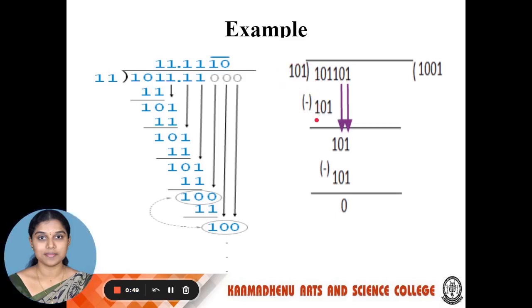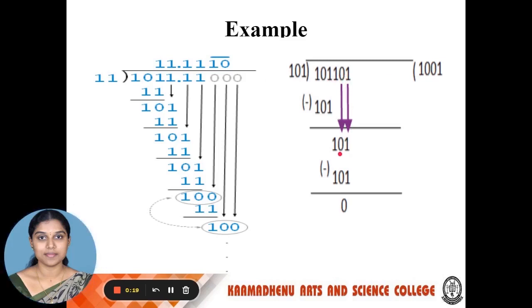Can you understand? 101 divided by 101 is 1, so the remainder will be 0. Why? Because we are going to subtract 101 from 101. Next, I will take another 1. The 1 cannot be divided by 101, so I just add 0 to the quotient and take the next digit, 0.